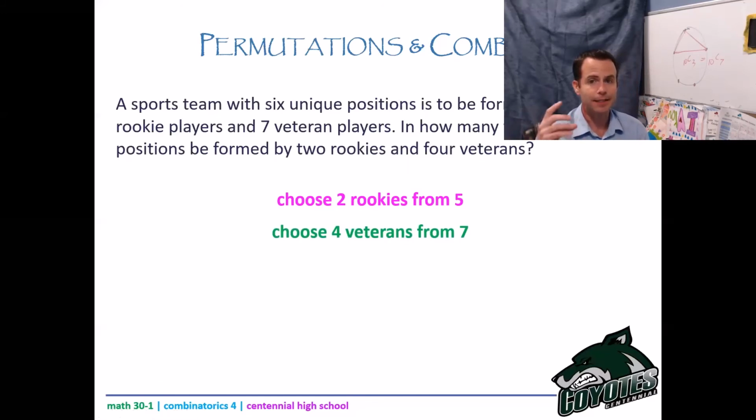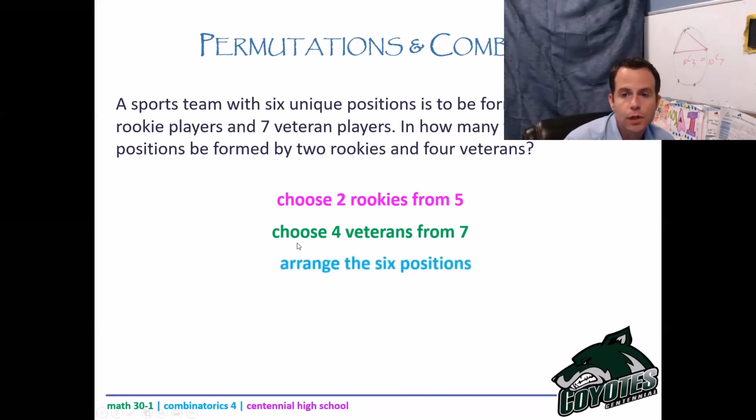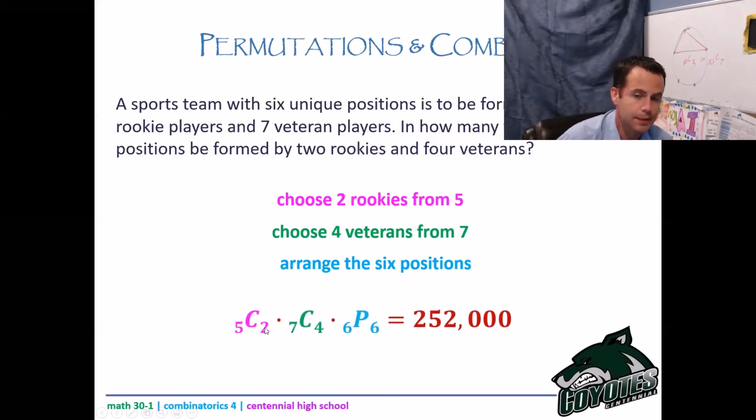That gets me my six players, but then they each have unique positions. So maybe one's a forward and one's a defense and one's a goalie, and so on. So I have to now arrange those six positions. So that's going to be five select two times seven select four times six permute six. And that gives me 252,000.